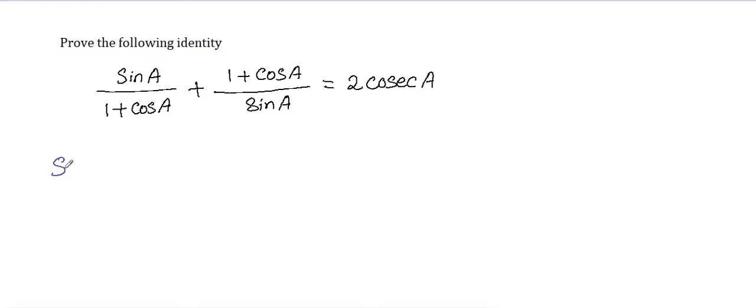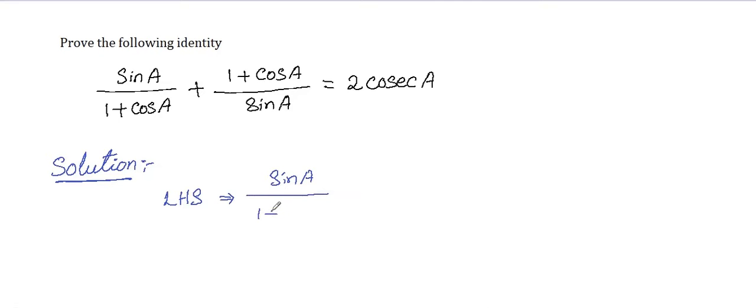Let's solve the trigonometric proof which I have written on the whiteboard. We need to prove left hand side equals right hand side. Let's take the left hand side and prove that it equals the right hand side, which is 2 times cosecant A. So the left hand side is sin A divided by 1 plus cos A, plus 1 plus cos A divided by sin A.